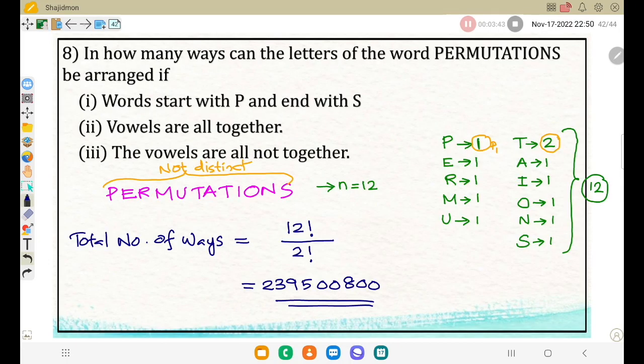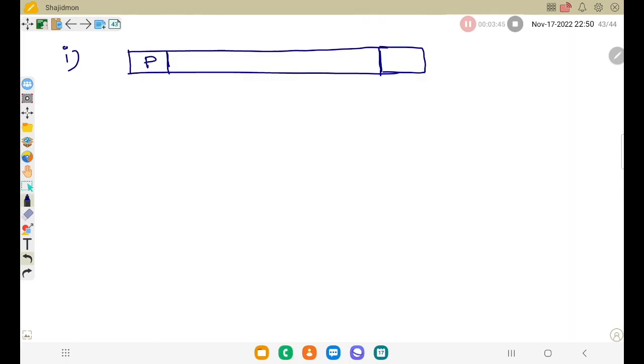What is the starting letter? P. So here it should be P, here it should be S. Okay. How many times P coming here in our question? Only one time, correct? S also how many times? Only one time, so no problem. So P here 1, S also here 1. Okay. Now remaining letters, you can think about the middle.